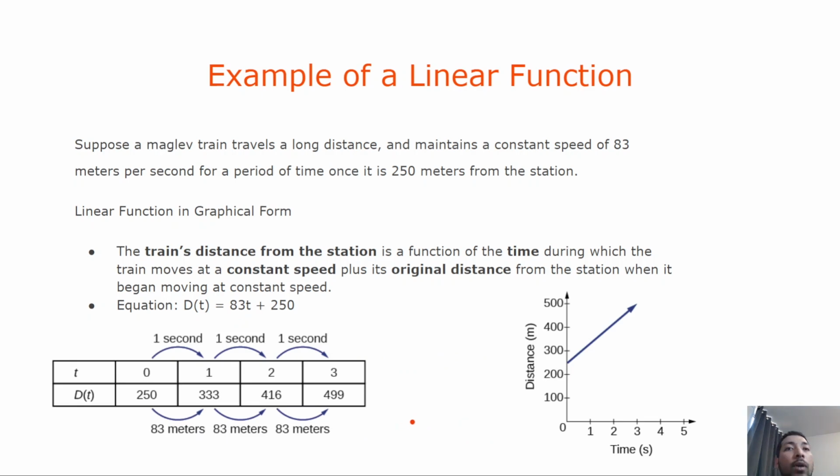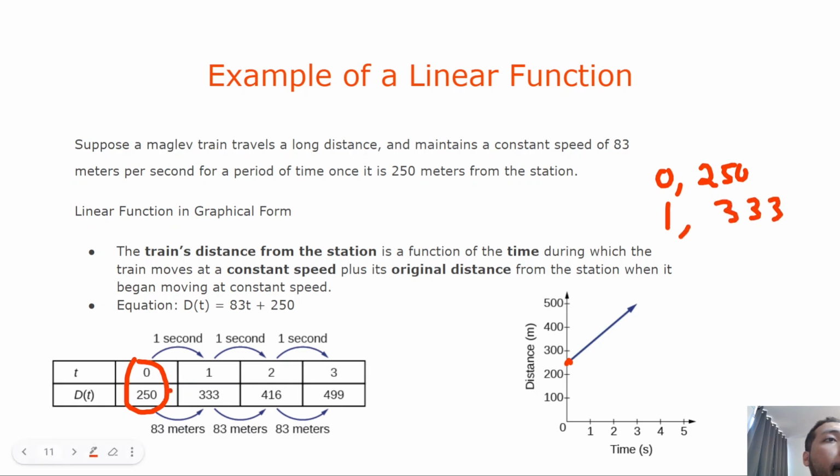Now let's look at the graph for this function. Once we have the table of values, we can simply plot the coordinates. 0, 250 is right over here. Remember, this is the input-output relationship. We can write this as (0, 250). The next one, we can write (1, 333). The third one, we can write (2, 416). And the last one we can write as (3, 499).